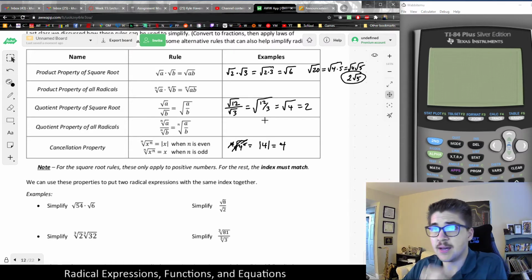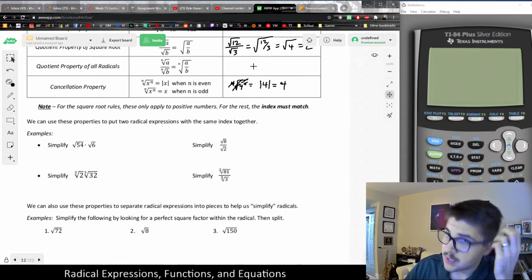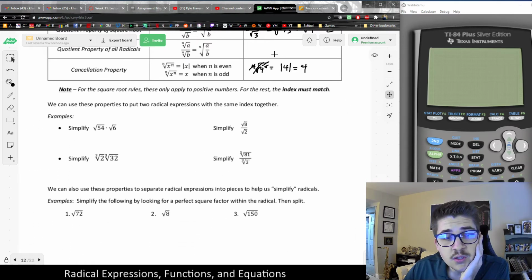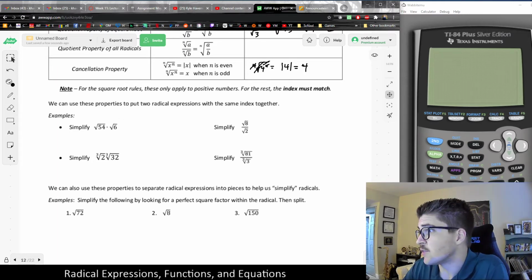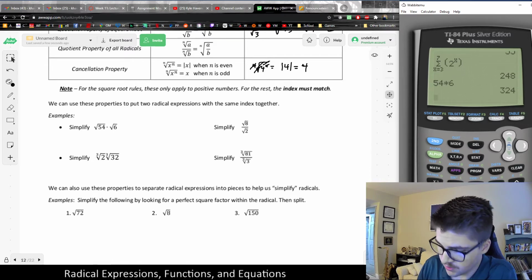But anyways, let's look at a few other examples. You could be asked to simplify some sort of product or quotient of different roots, but basically you could simplify them in parts to begin with, or you could always begin by multiplying them together if you want. So, for example, 54 times 6 is just going to be 324.